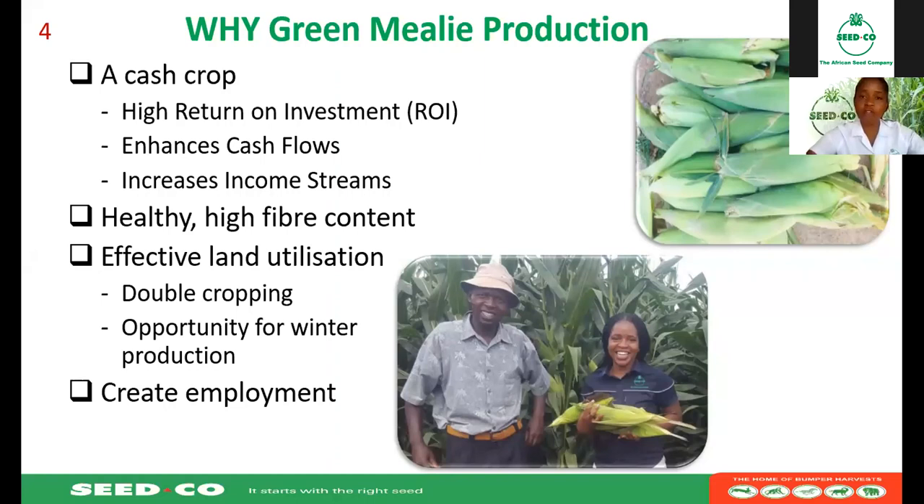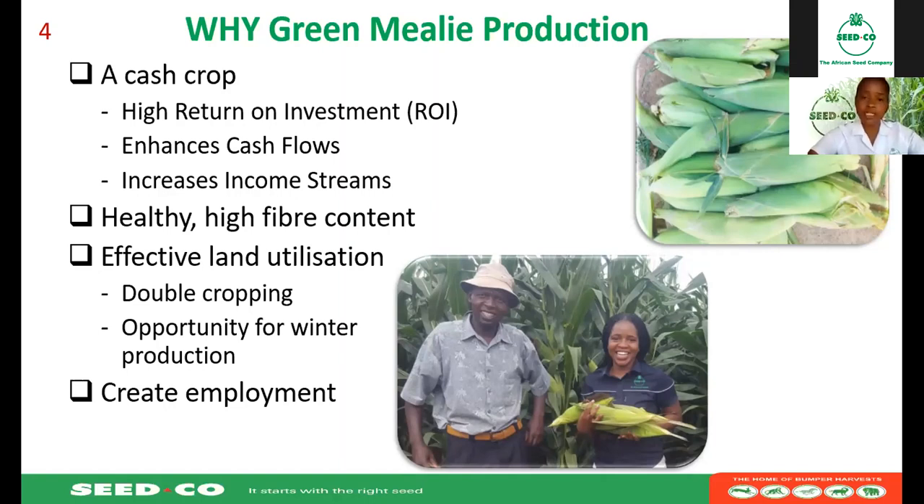He went on to give us a brief synopsis of the management that he employed, where he mentioned that planting of this green mealie crop in Mutoko was done in April, and water is a critical element required for green mealie production, seeing as it's done at a time when we are not in the rainy season, so irrigation is also quite important.